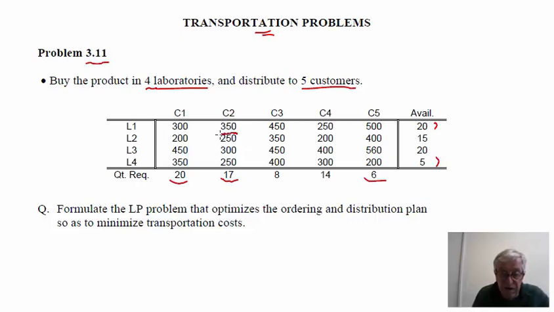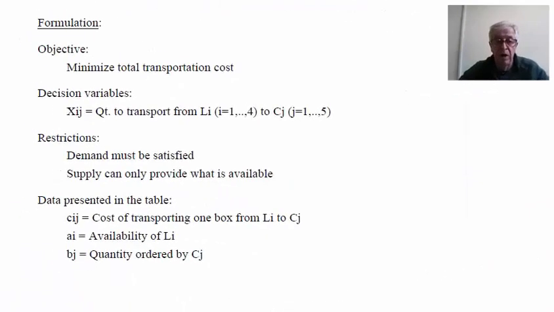And in the table, we have information about the cost of transporting 1 box from a given supplier to a given client. And our objective is to formulate the linear programming problem so that we can optimize the ordering and the distribution plan so as to minimize the transportation costs. Now, to formulate the problem, we need to start by identifying the objective. And of course, we already stated that and it corresponds to minimize the total transportation cost.